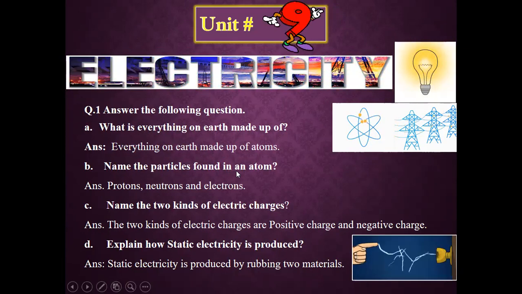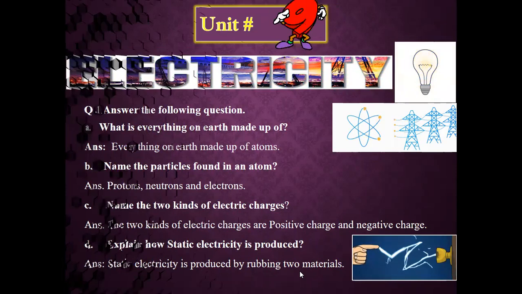Name the particles found in an atom. Protons, neutrons, and electrons. Name the two kinds of electric charges. The two kinds of electric charges are positive charge and negative charge. Explain how static electricity is produced. Static electricity is produced by rubbing two materials.